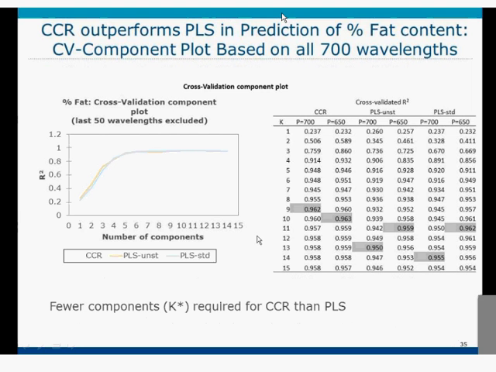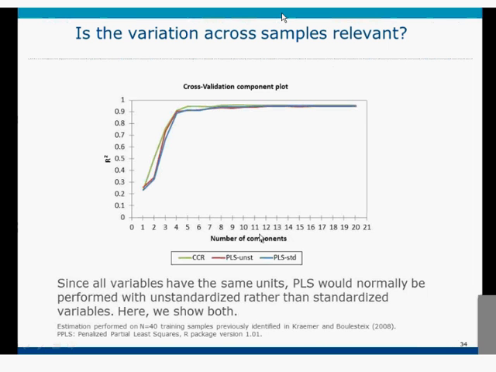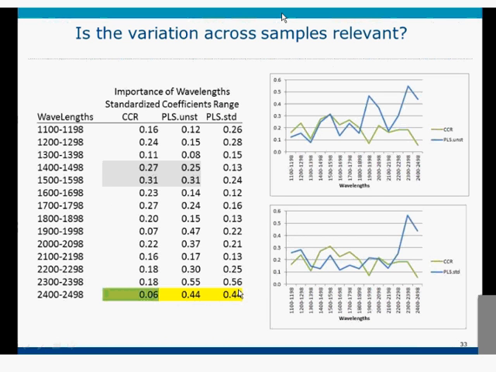So the result is that in some cases, this is one of the major differences between CCR and PLS. With PLS, you have to decide whether you want unstandardized or standardized variables, and then there's an issue with respect to being able to capture irrelevant variance if in fact it's there.